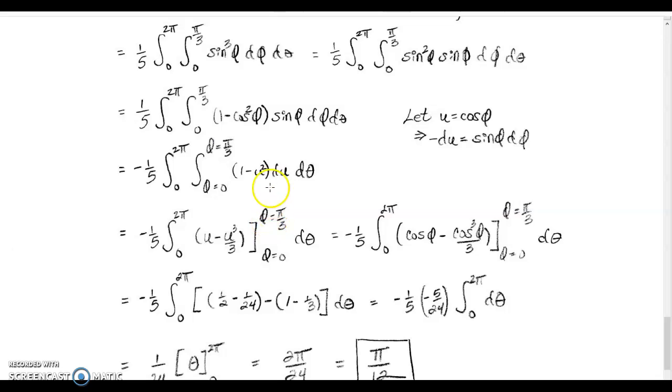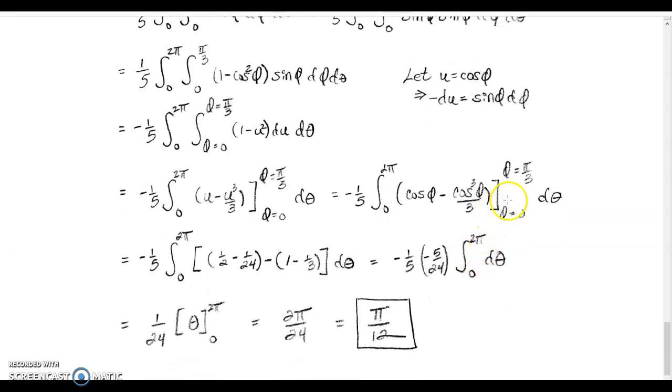And then I say, okay, integrate with respect to u: u minus u cubed over 3. Again, as phi goes from 0 to phi equals pi over 3. So now I put everything back in terms of phi. It's cosine phi minus cosine cubed phi over 3. So plugging in the limits using the fundamental theorem, cosine of pi over 3 is a half. So a half cubed is 1/8 times a third is 1/24.